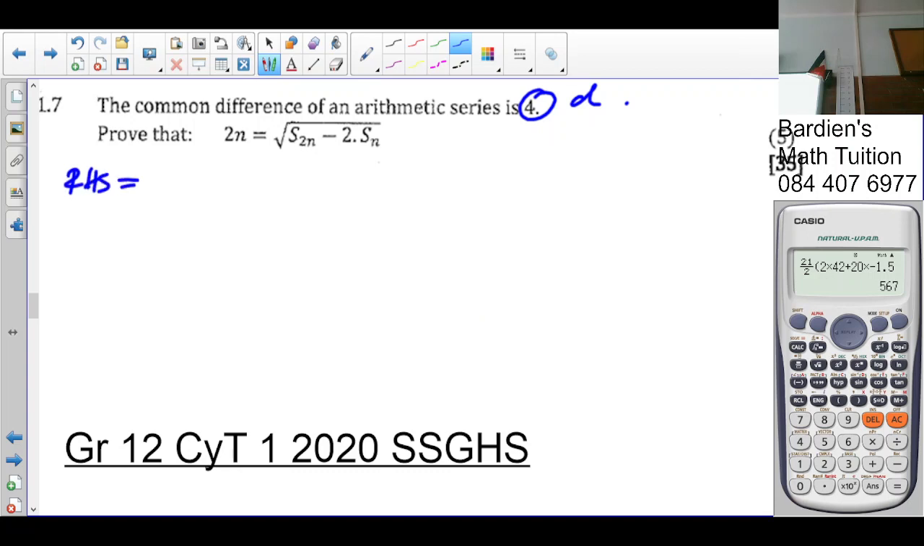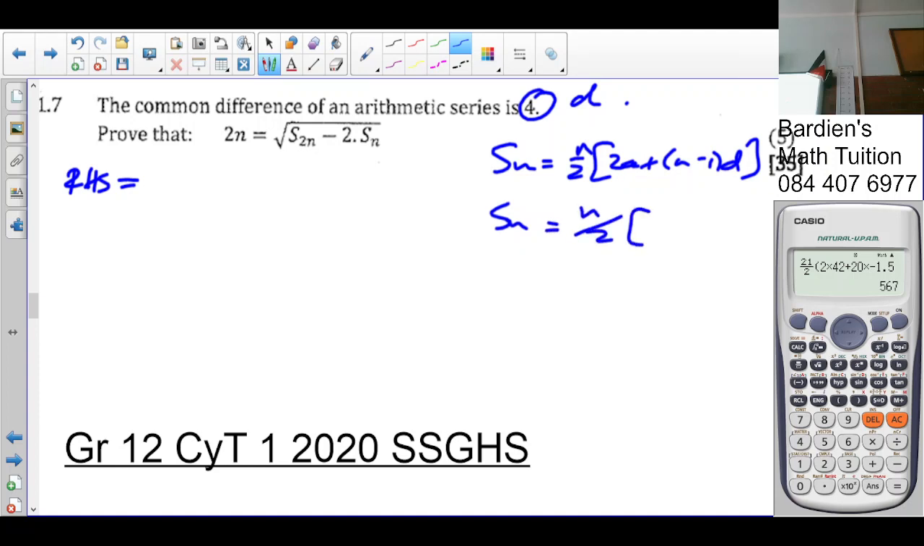So Sn is what? n over 2 into 2a plus n minus 1 d. Otherwise, Sn is also n over 2 into a plus l. Since I don't have the last term, am I going to use the second formula? No. So we go with the first one, but what is d now in this case? d is simply 4. So I'm going to replace d with 4. If you look at S2n, what changes? The n, so it will be 2n over 2 and 2n minus 1. That changes. Why? Because now I'm using S2n. Are you all okay with that, people?